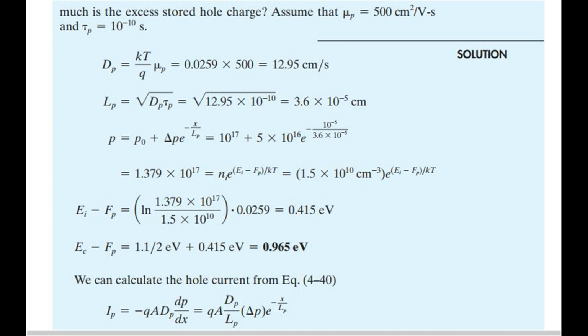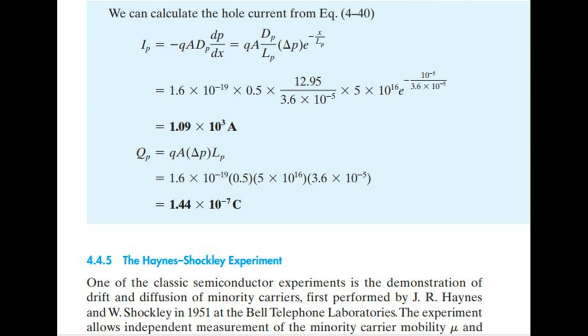The Haynes-Shockley experiment. One of the classic semiconductor experiments is the demonstration of drift and diffusion of minority carriers, first performed by J.R. Haynes and W. Shockley in 1951 at the Bell Telephone Laboratories. The experiment allows independent measurement of the minority carrier mobility μ and diffusion coefficient D.